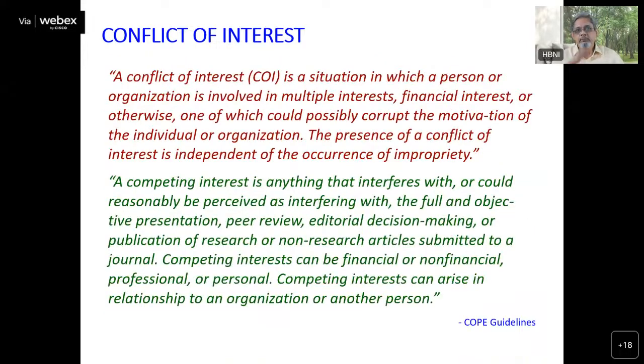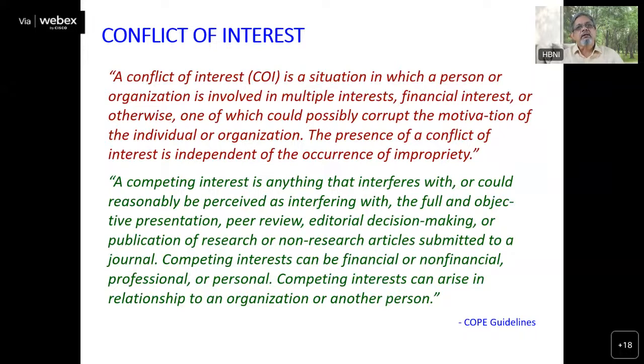So the COPE definition for conflict of interest is that it is a situation in which a person or organization is involved in multiple interests, financial interests or otherwise, one of which could possibly corrupt the motivation of the individual or organization. So this presence of conflict of interest is independent of the occurrence of the impropriety.